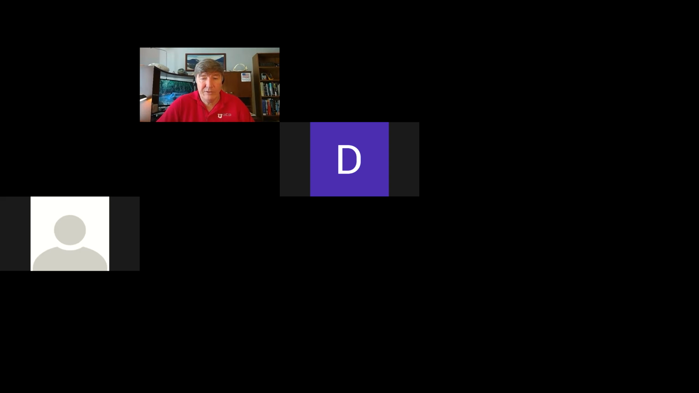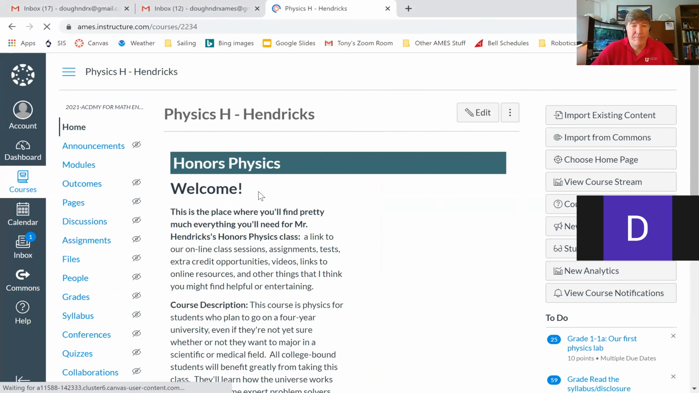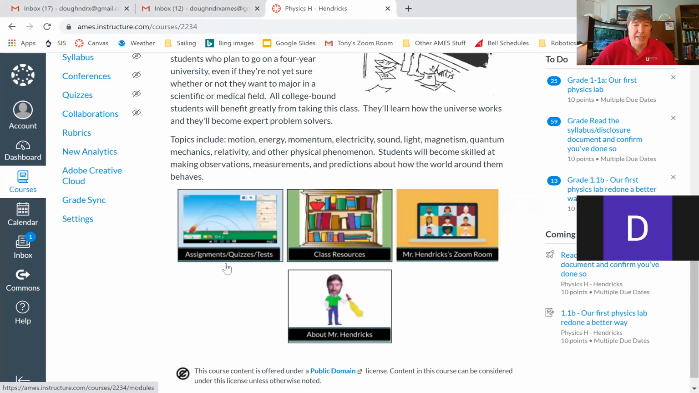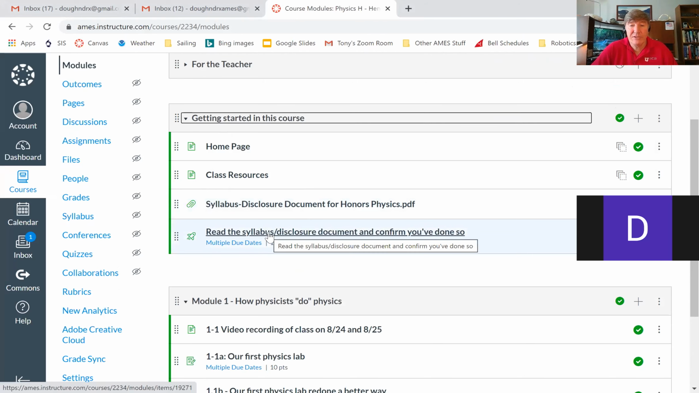Good. So now let me start sharing that. All right. So here is my Canvas page. Should look similar to yours. Let me click on the physics page, and the assignments. So one of the assignments, which was due today, was reading the syllabus and confirming that you've done so.